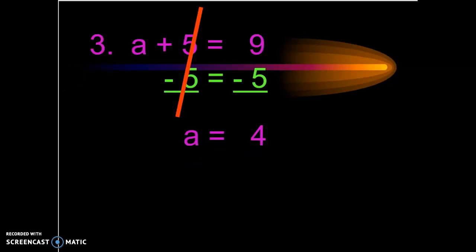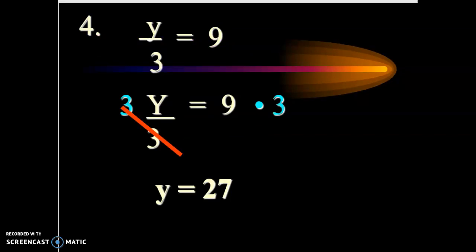The positive 5 minus the 5 is 0, so that's gone. So then we have A equals, and then what is 9 minus 5? Which would be 4. The last one that I ask you guys to look at is y divided by 3 equals 9. How did you get rid of that divided by 3?